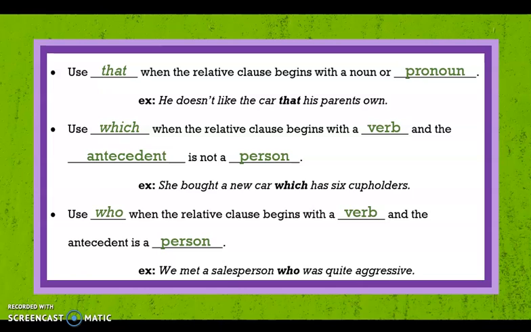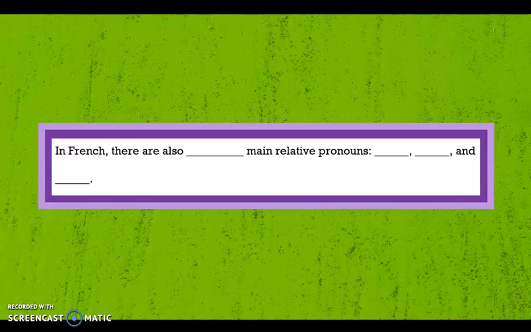Okay, so now that we've set up how to use relative pronouns in English, let's look at how they're used in French, because they're used in a very similar way. So if you understand this concept in English, you'll have no trouble understanding it in French. Okay, in French, there are also three main relative pronouns: que, qui, and dont. All right, let's take a look at que, qui, and dont.